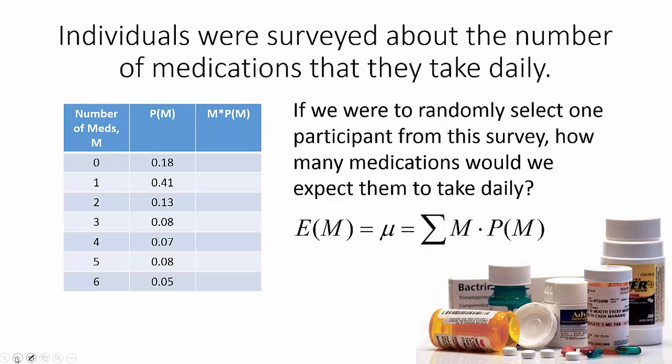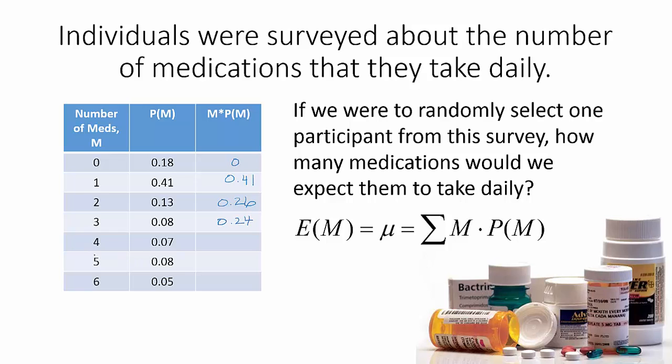And we're going to add another column to our chart to calculate this. So you can see my last column is m times the probability of m. I use the asterisk here for times. So my first column is m times the probability, so 0 times 0.18 would equal 0. 1 times 0.41 would be 0.41. 2 times 0.13 would be 0.26. 3 times 0.08 is 0.24.